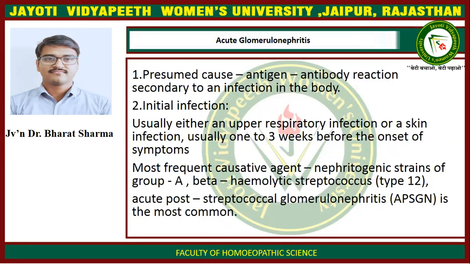Presumed cause is an antigen-antibody reaction secondary to an infection in the body. Initial infection, usually either an upper respiratory infection or a skin infection, occurs usually 1 to 3 weeks before the onset of symptoms. Most frequent causative agent is nephritogenic strains of group A beta-hemolytic streptococcus. Acute post-streptococcal glomerulonephritis is the most common.